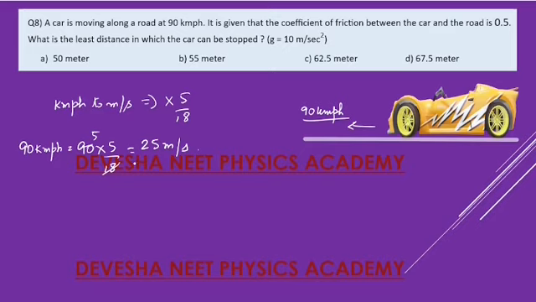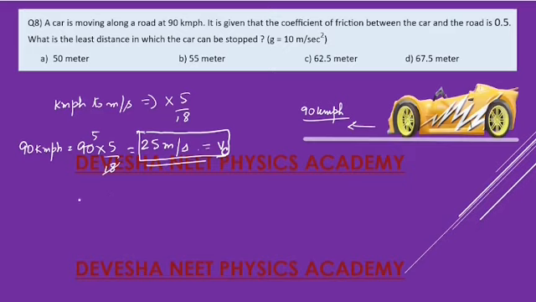Okay, 25 meters per second here. I can say that this is the velocity of the car. I can write this as VC. Now, the coefficient of friction.